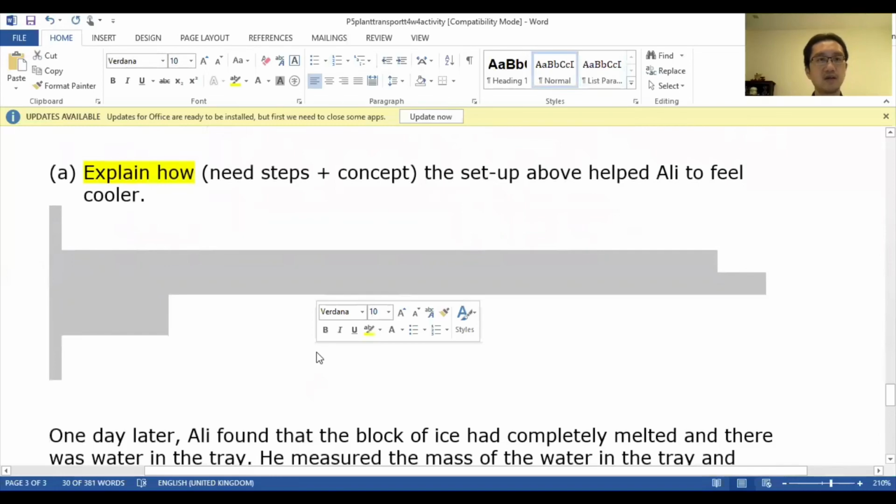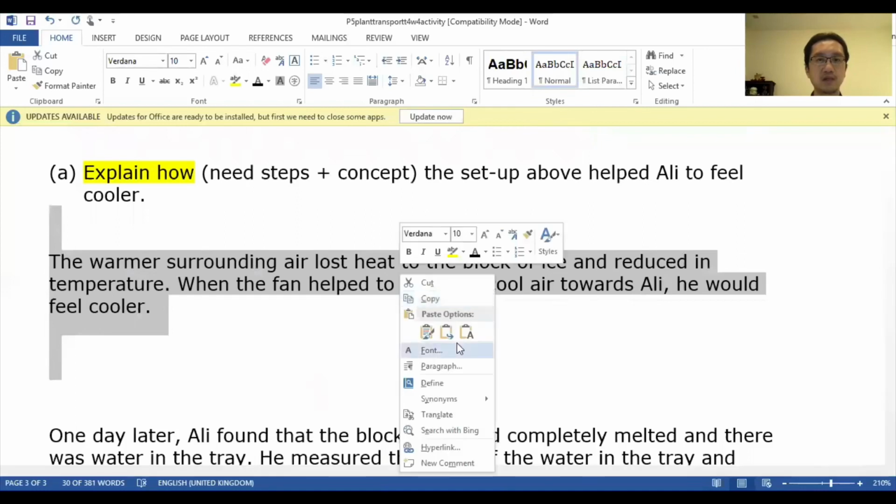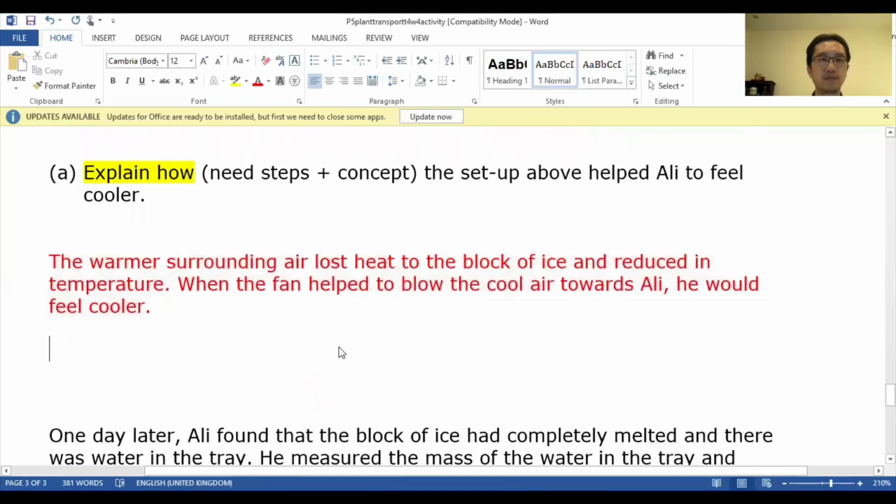All ready? Okay, so let's look at the answer, the steps that are needed to answer this question, and the concept that is required. So the answer should be: the warmer surrounding air lost heat to the block of ice and reduced in temperature. When the fan helped to blow the cool air towards Ali, he would feel cooler.